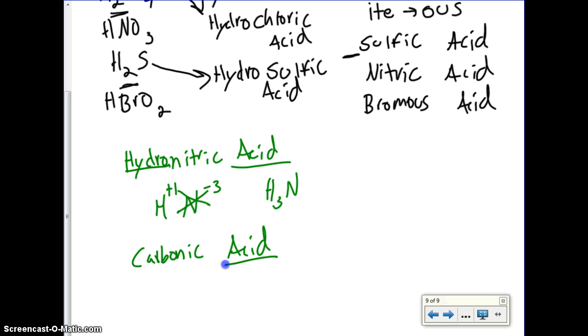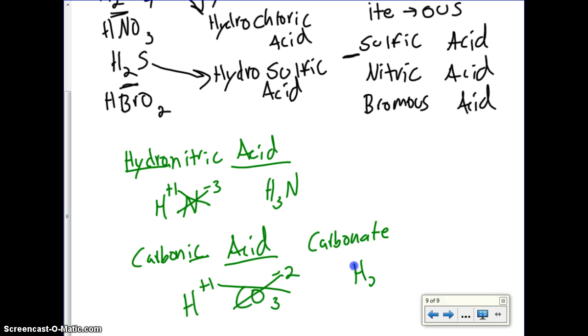Okay, let's say we're looking at carbonic acid. Again, notice the keyword here is acid. That means it starts with hydrogen. Carbonic, there's no hydro, which means we're going to look at our polyatomic ion list. Well, carbonic came from ate, which means it's actually carbonate, which is CO3 -2. Okay, hydrogen still +1, so cross and swap these down, and carbonic acid is H2CO3.